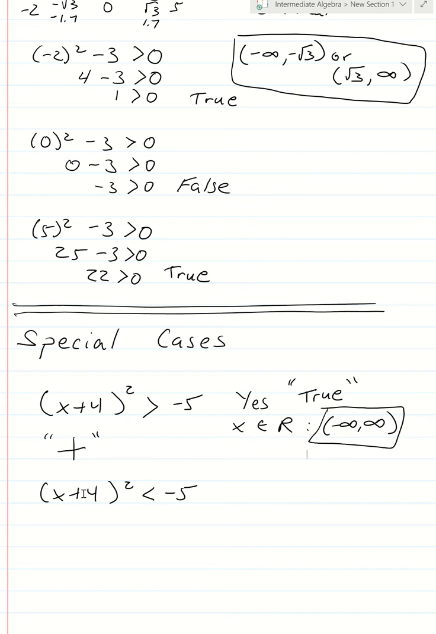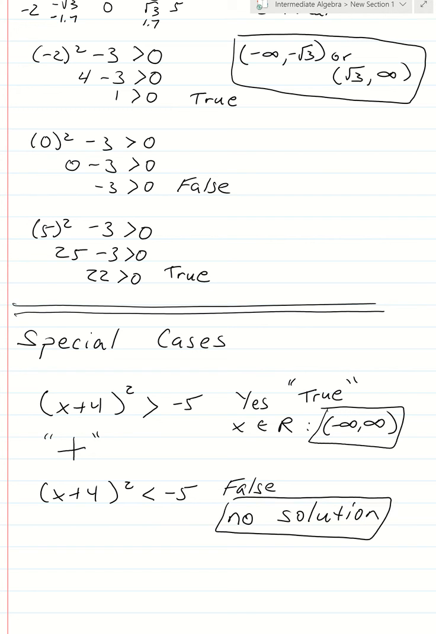The second special case, once again, (x + 4) quantity squared is now less than negative 5. Well, since the left side will always be a positive number, will a positive number ever be less than any negative number? Of course that's false. That is not true. And since this will always be false, we know the solution would have to be no solution. So those are the two special cases. Special cases always involve either all real solutions or no solutions.